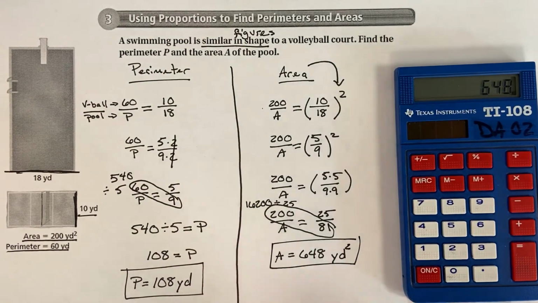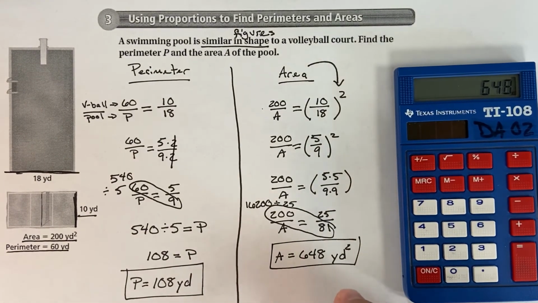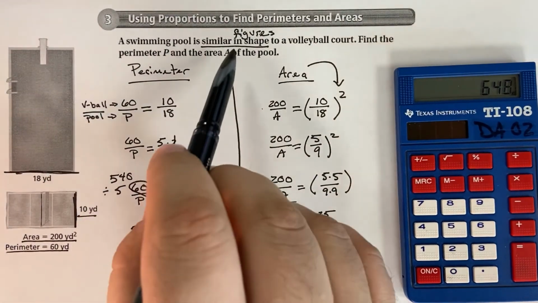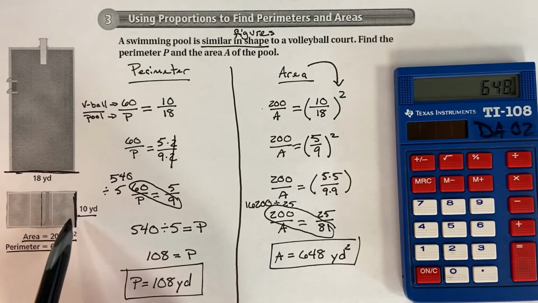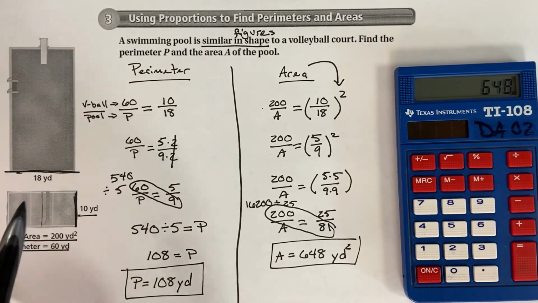And I got to remember this, area is always squared, yards squared. So the area of my pool is 648 square yards, because I know they are similar figures, and I know their short sides, and I know the area of one of the two shapes. I can always find the other.